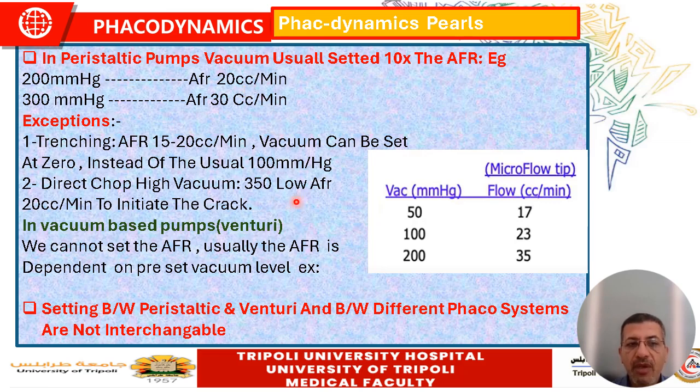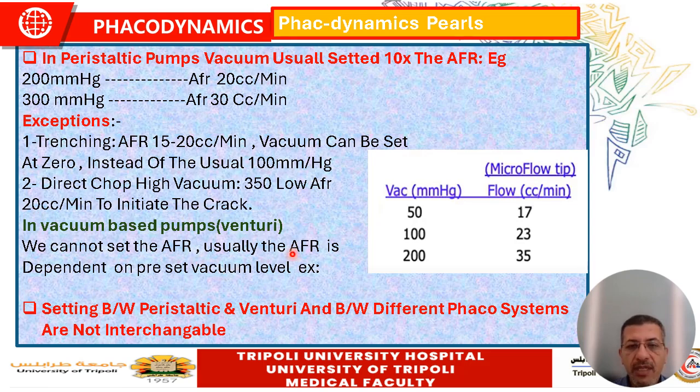However, this is not applicable in the Venturi pump because you only have one parameter to adjust, which is the vacuum, because the aspiration flow rate will follow the vacuum. But you cannot set the aspiration flow rate before surgery in Venturi pumps. Now, the exception to this rule is that in trenching, you need a low aspiration flow rate but very low vacuum because you don't need to fix the nucleus and you don't need to move the nucleus. And also in direct chopping, you need a very high vacuum, which is around 350 mmHg, and you need a low aspiration flow rate because you need to do a direct cracking.